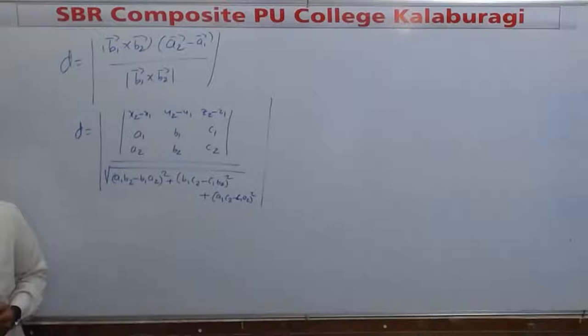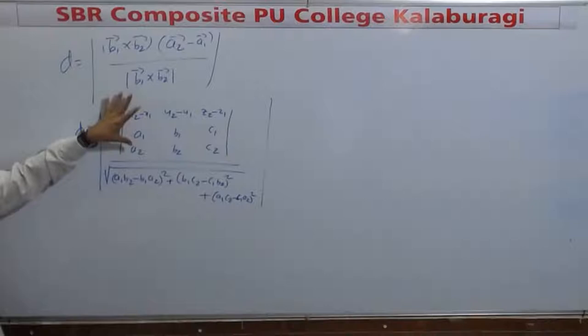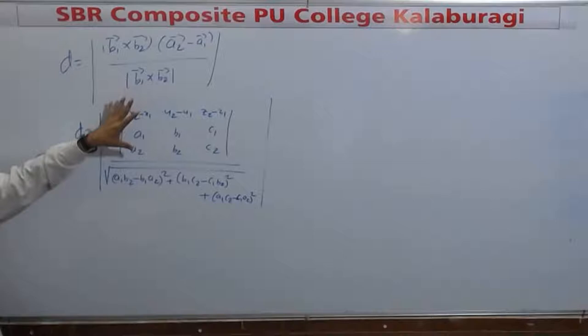See, you have to fix one formula. Either this formula or that formula, whichever is better, you have to select one formula. In the examination, they also give a lot of these, and you can try by this method or that method, so you only select it. Suppose the lines are given in the Cartesian form, then directly you have to use this formula.